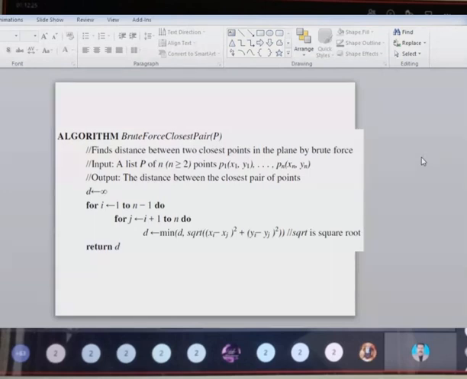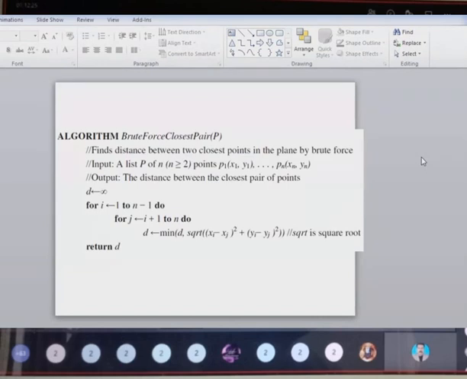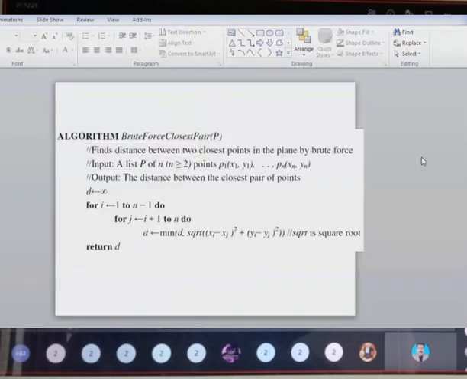So no need to write the iterations. Just write what you mean by closest pair, write the formula, write the pseudocode, and then we are going to discuss the time analysis.